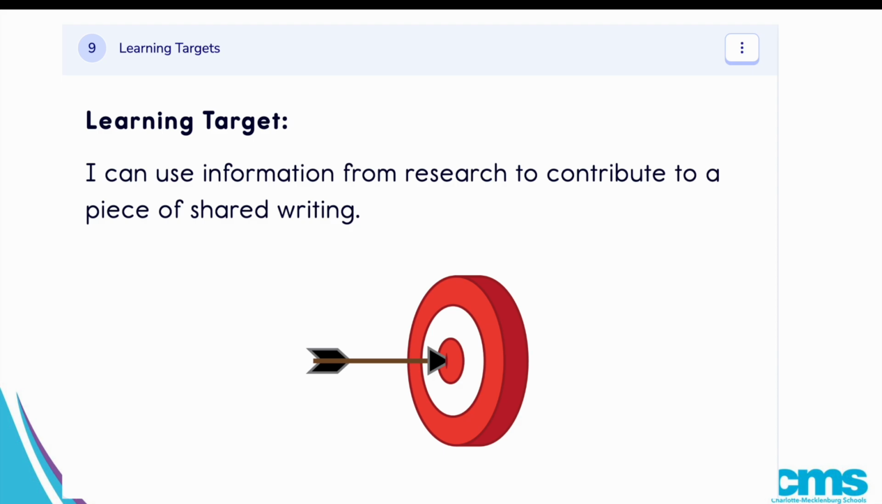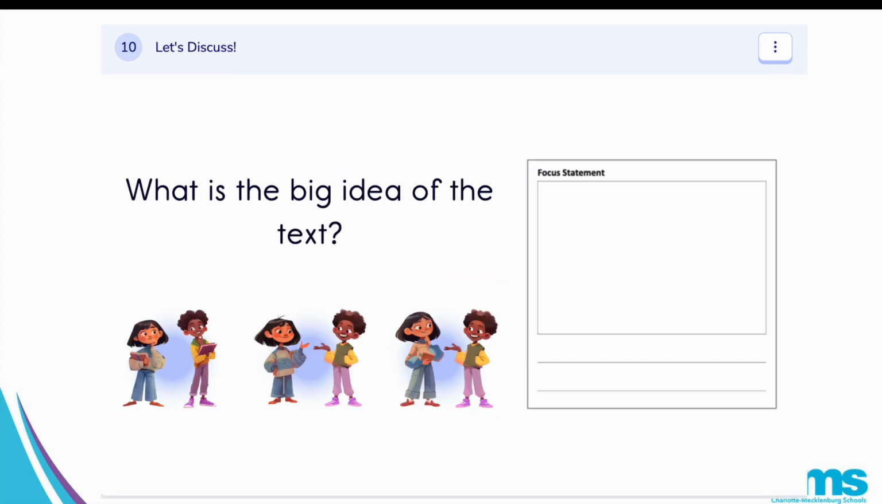Let's look at that word information. Say information. So we're going to be using information from research. What information are we going to be using? Yes, we're going to be reading new text about trees to contribute to a piece of shared writing. What does that word shared mean? Yes, we're going to do this work together. So Miss Hessen's going to be modeling it for you and talking us through it as we are writing this first text together. So if we want to write a focus statement for our sugar maple tree, this is the big idea of our text.